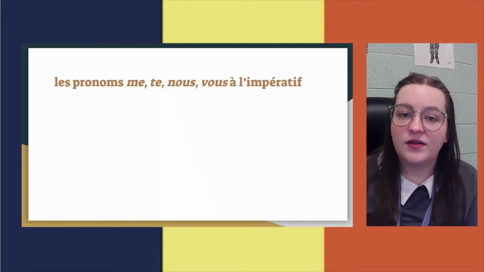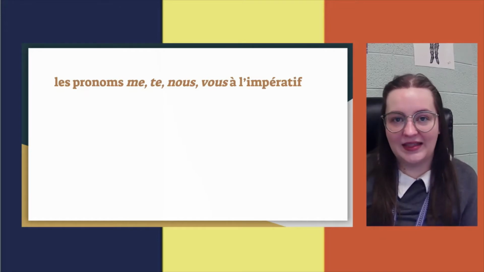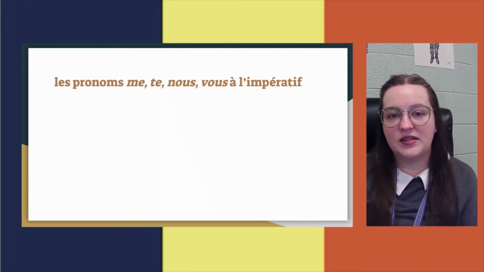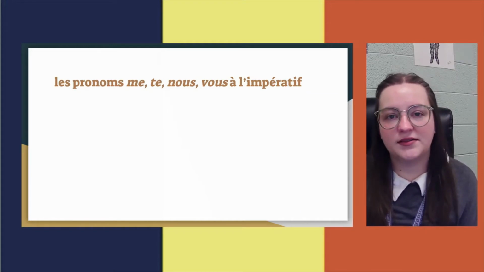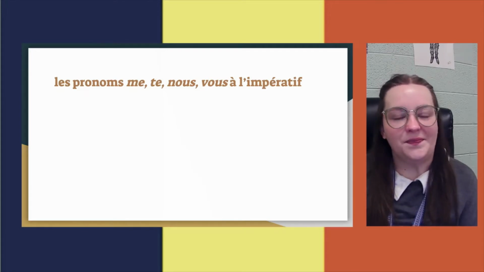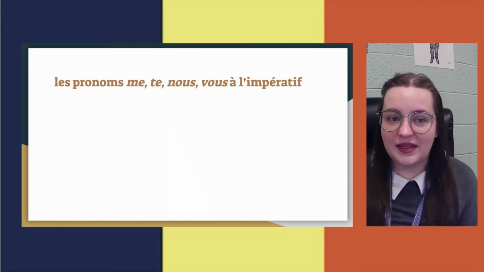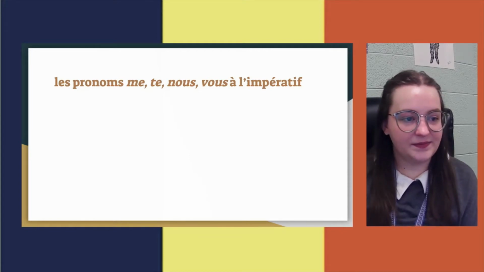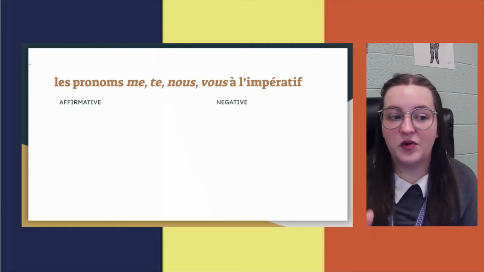Alright, so now, moving on to grammar. So, les pronoms me, te, nous, vous à l'impératif. Okay, the imperative, right? So the imperative, they're command sentences. Bring me a water. Show me your hair. There's no real good way to end that one. Anyway, let's look at how we use these pronouns in an imperative sentence. I'm going to show you them both in the affirmative and in the negative because they are different. In negative sentences, they look different than they do in affirmative sentences.